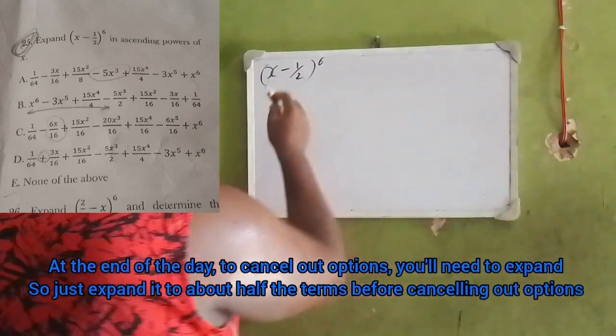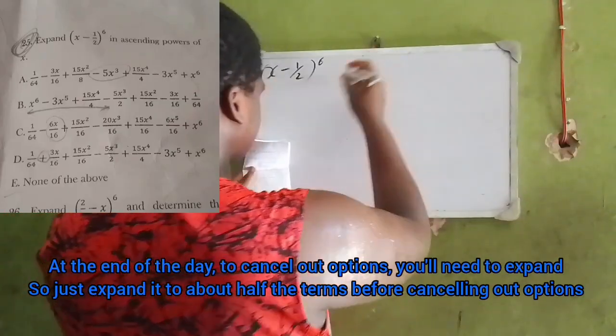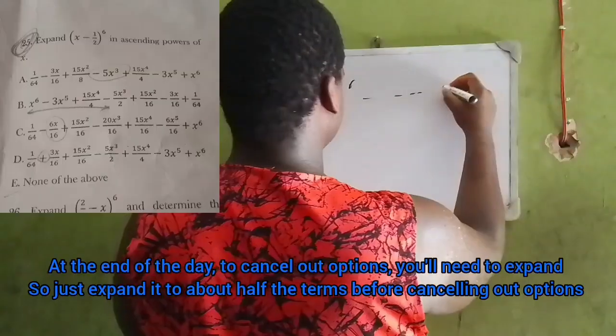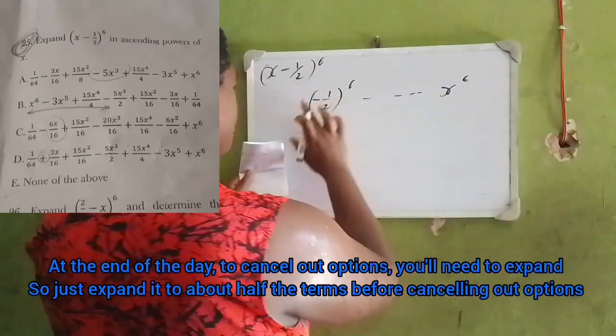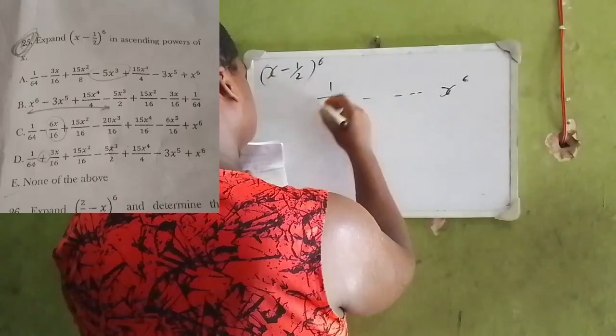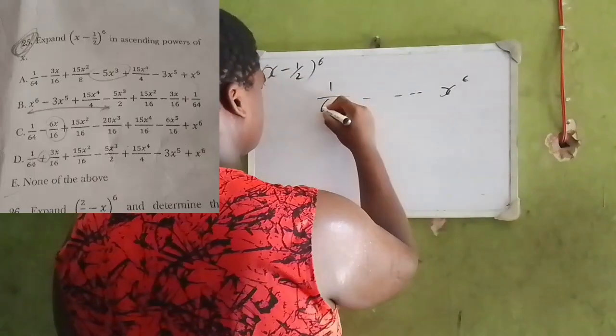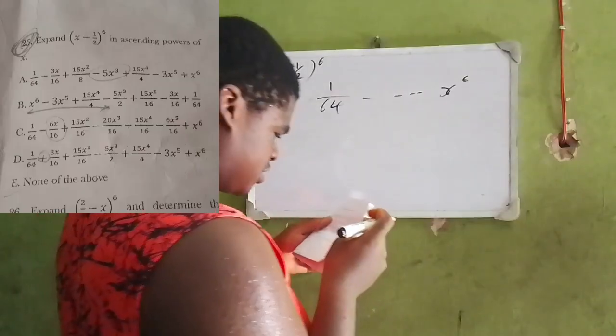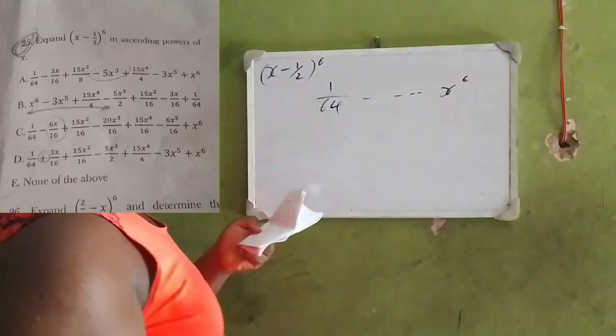Since it is ascending, the first term will be minus half to the power of 6, and the last term will be x to the power of 6. Minus half to the power of 6 is going to be plus 1 over 2 to the power of 6, which is 64. That is plus 1 over 64, all the way down to x to the power of 6. So all the options correspond to that.